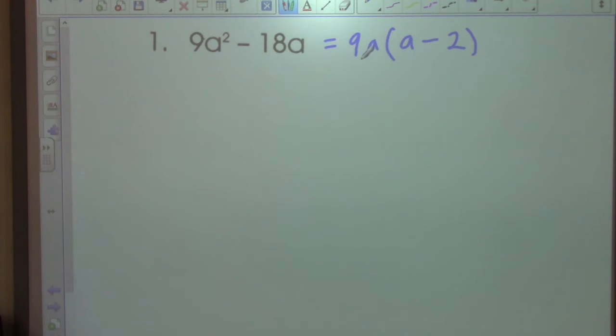So if we multiply, now we can test it, right? Because if we multiply these back together, we should get 9a squared, right? 9a squared. And then negative 2 times 9a is minus 18a. So does that check out? Yes, it does. So this, therefore, is our correct answer.